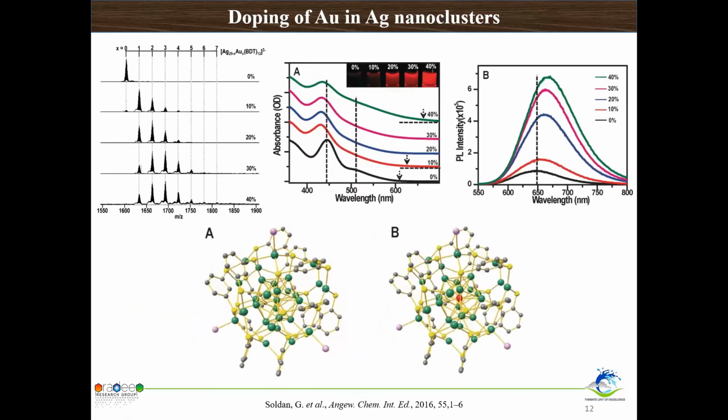Not only the stability, but the emission property can be improved by this doping. Here we can see that gold doping in the Ag29 nanocluster enhanced the luminescence intensity. For the structure of this nanocluster, one gold-doped nanocluster structure was obtained. However, the other structures were calculated by DFT calculations.